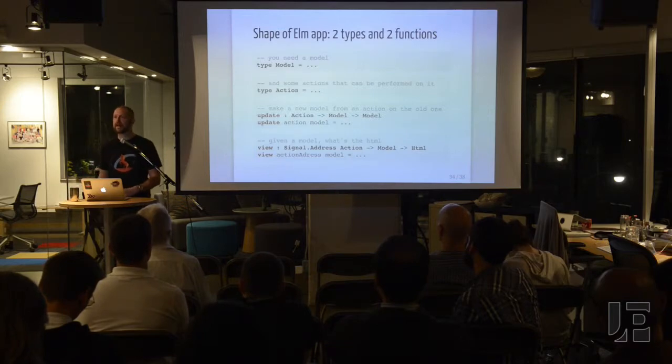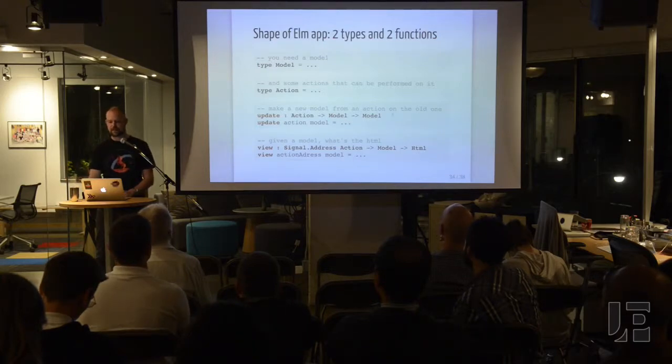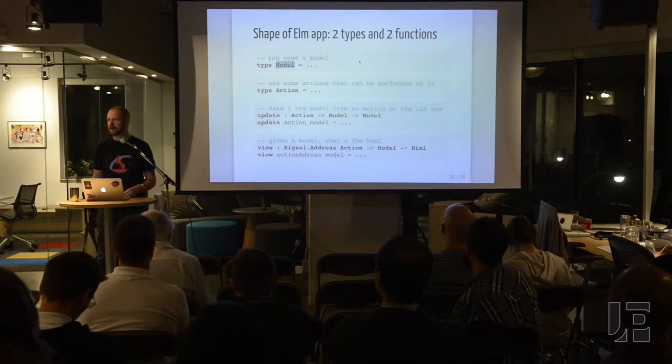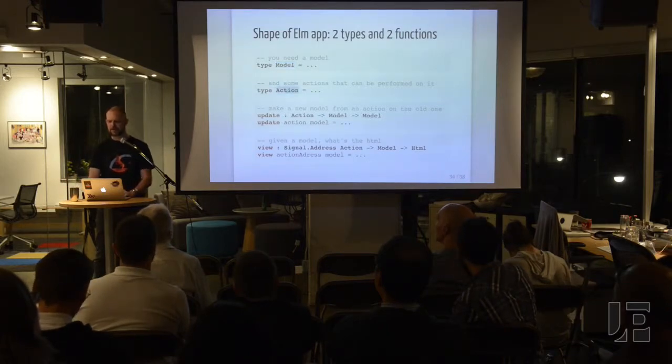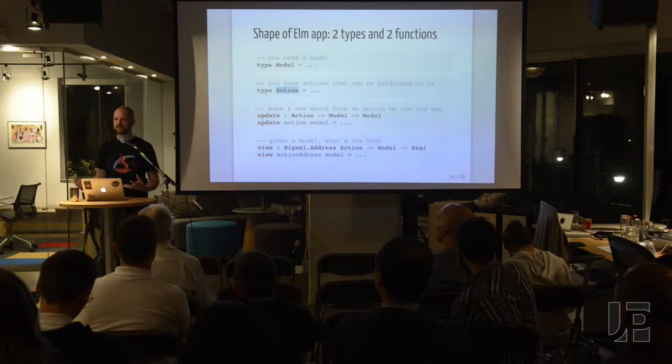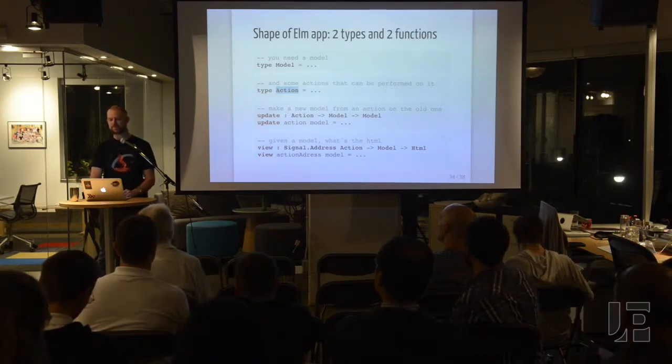So if you want to write an Elm application, and we're going to look at a very simple one, you basically need to declare two types and two functions. You need to say what your model is. Just declare some type for your model. Is it a list of stuff? Is it one of those more complex objects? Is it just a number? What is your model? You need to declare an action type, some actions that are legal to apply to the model. And then here's the interesting stuff.